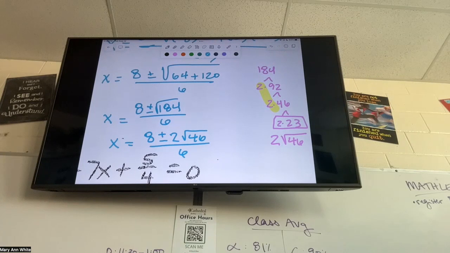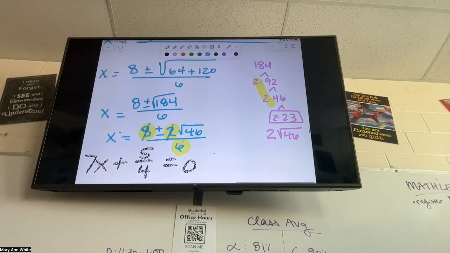Can I do any simplifying or any cleaning up? Oh, yeah. These 3. Can I also do it to 46? No, why not? It's under the radical, you do not touch it. So 8 and 2 and 6 all have a common factor of 2, so I'm gonna make that 4 plus or minus root 46 over 3.